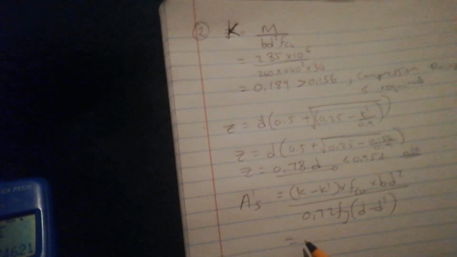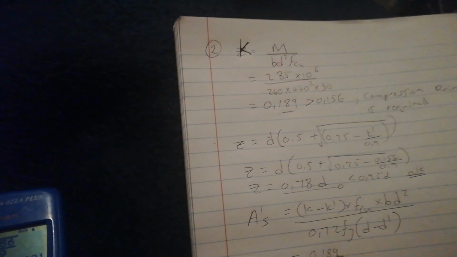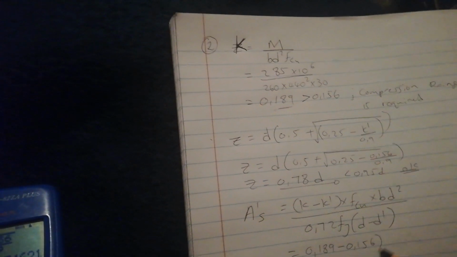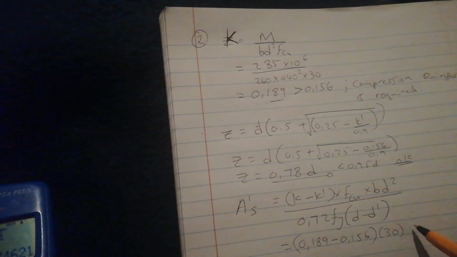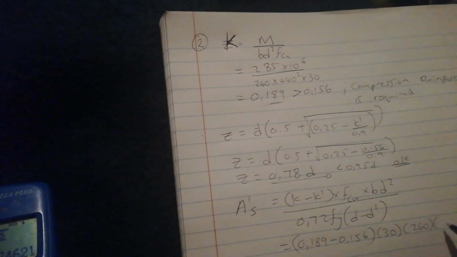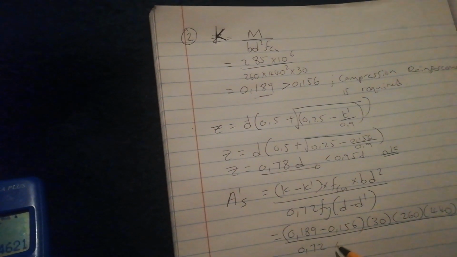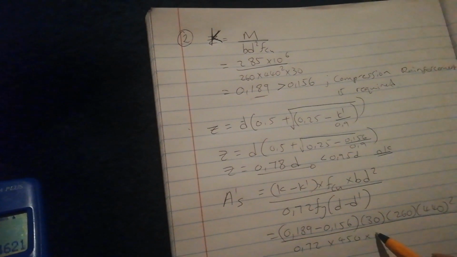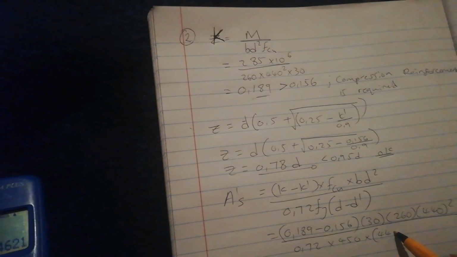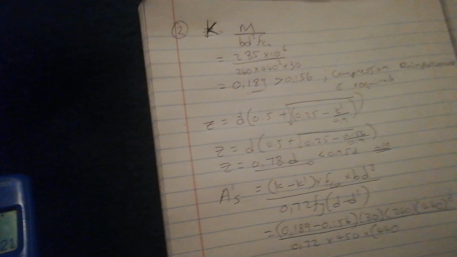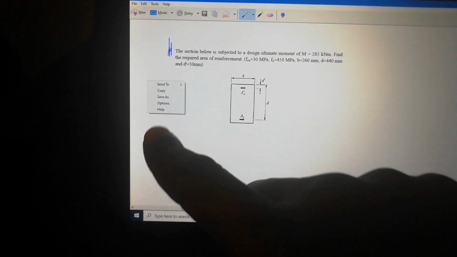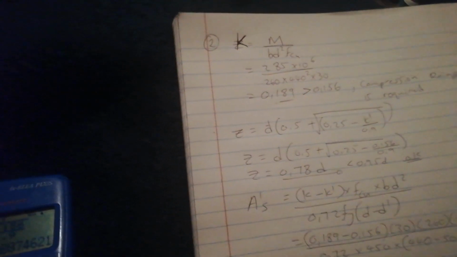So now I'm going to substitute. My k is 0.189, minus k prime 0.156, times 30 times b, which is 260, times 440 squared. This is divided by 0.72 times 450 times my d, which is 440, and then d prime is given in the question. That's the thing we didn't have for question 1. d prime is 50 there. So it's 440 minus 50.